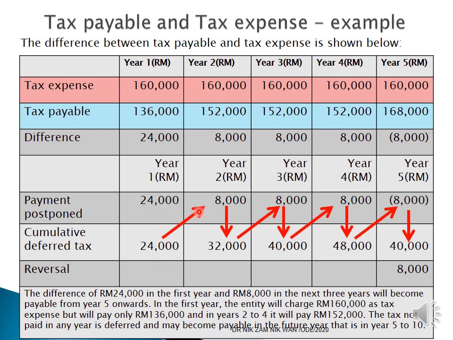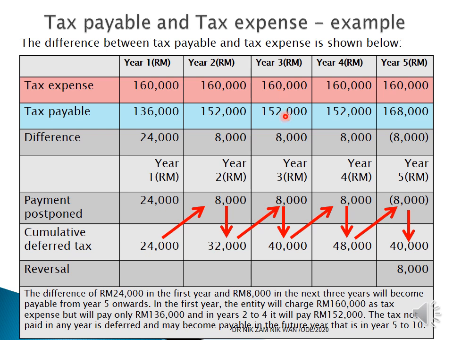You defer to the second year. And then in the second year, tax expenses, you charge to your SOCI also 160,000, but you only pay 152,000 for year 2. So you have a difference of 8,000. 8,000 also deferred to the next year. So you have two amounts, 24,000 deferred from year 1, then you have 8,000 deferred from year 2. So at the end of year 2, the amount deferred will be 32,000. Deferred means you have not paid yet this year, you are going to pay in the future year.